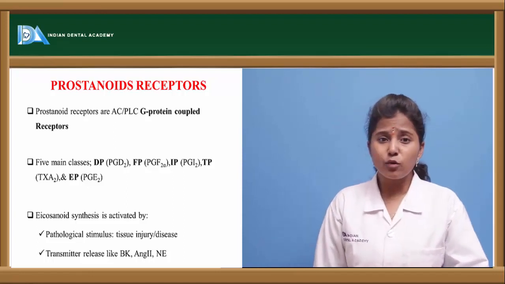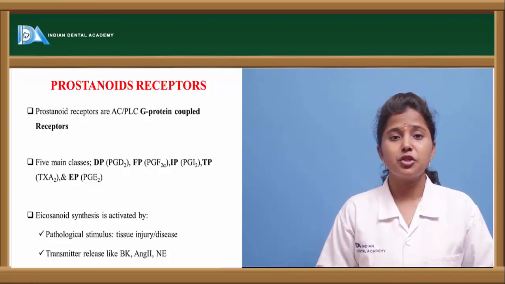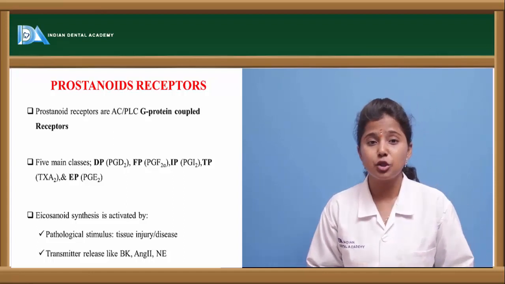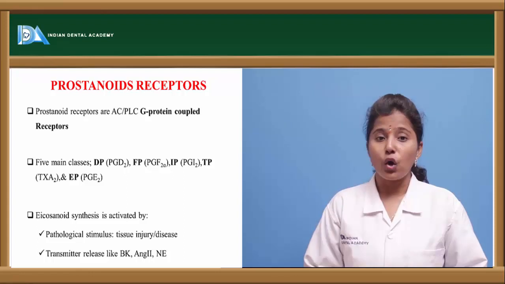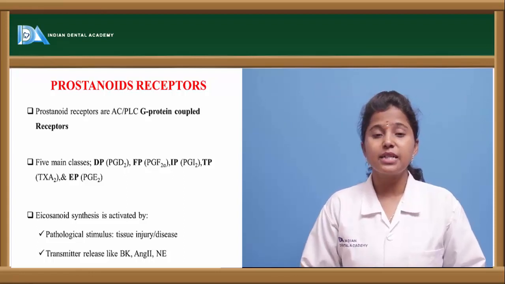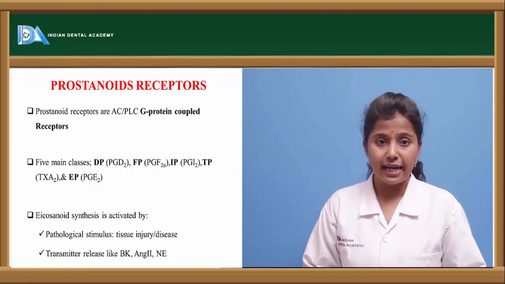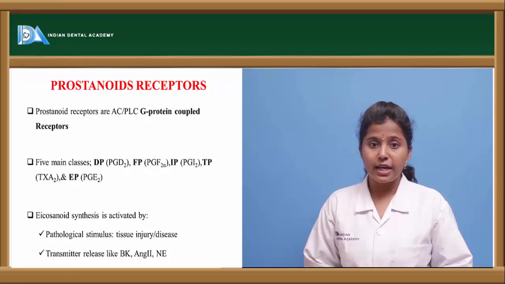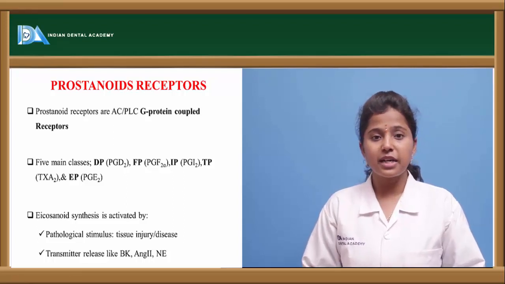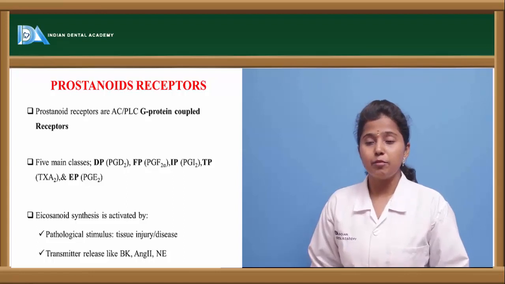And these eicosanoids or prostanoids are synthesized mainly on tissue damage. Where there is any tissue damage, these prostaglandins are synthesized in the body, or they are even synthesized when there is a transmitter release like bradykinins. These are the allergens which are released in the body, and when these transmitters are released, these prostanoids are also released in addition in the body.